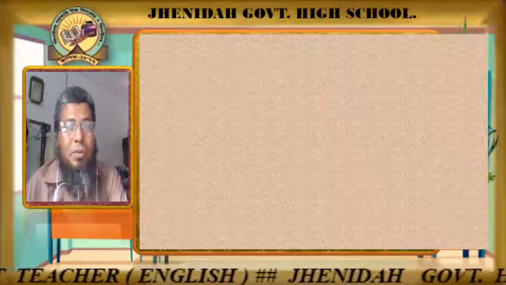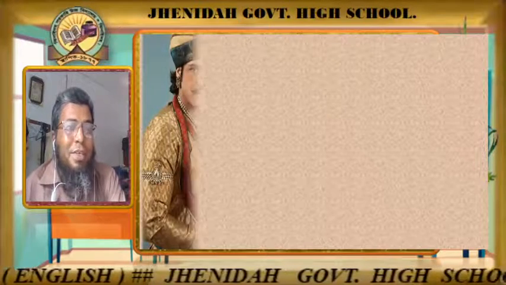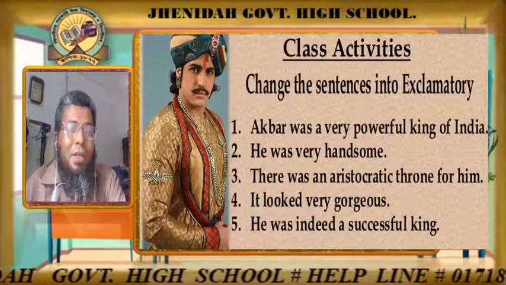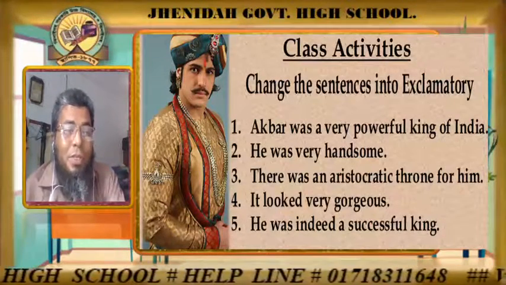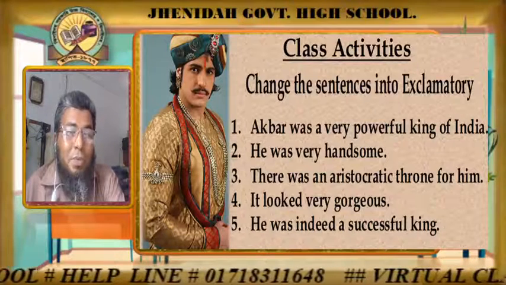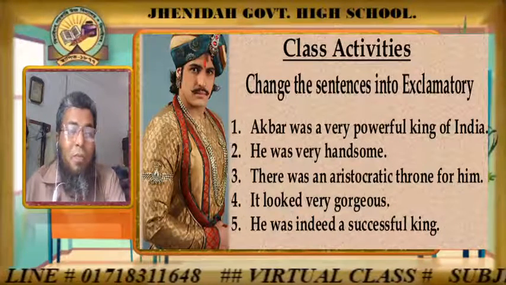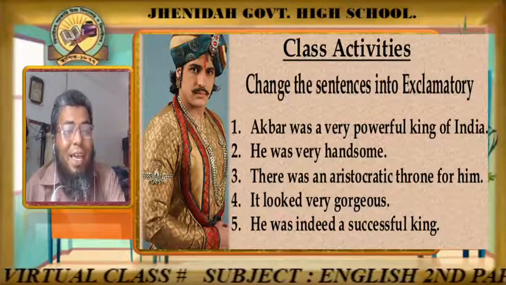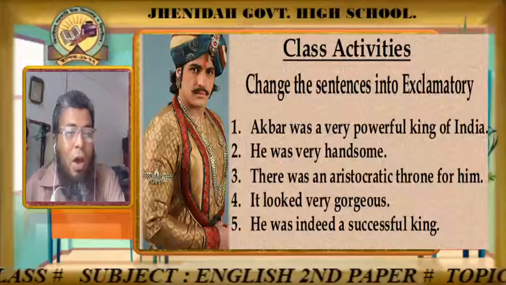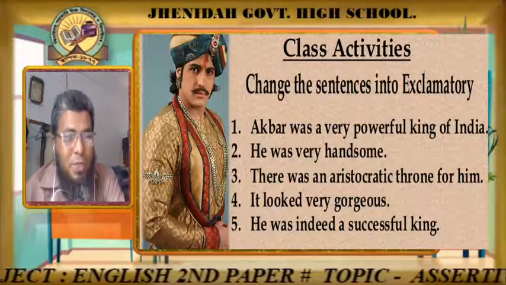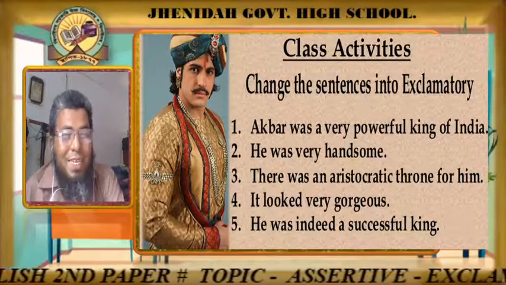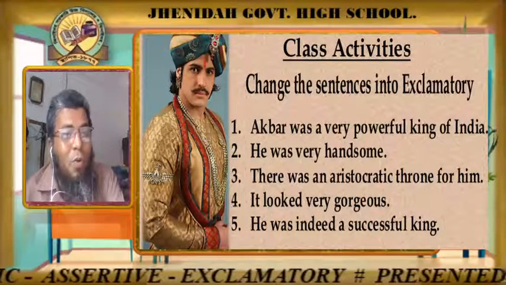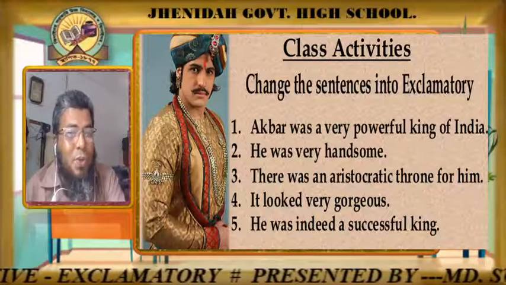Okay, now learners, there is an exercise for you. Just copy all the sentences and do it individually. Akbar was a very powerful king of India. He was very handsome. There was an aristocratic throne for him. It looked very gorgeous. He was indeed a successful king. Now, transform all the five sentences into exclamatory.